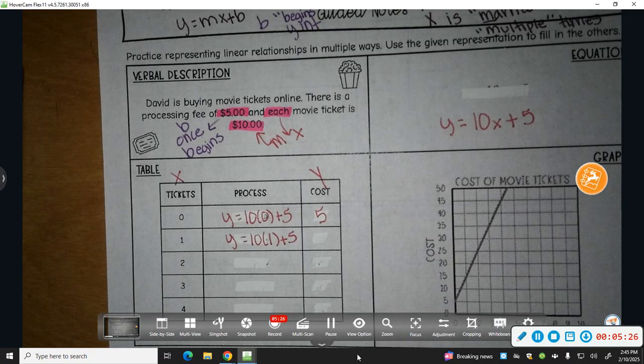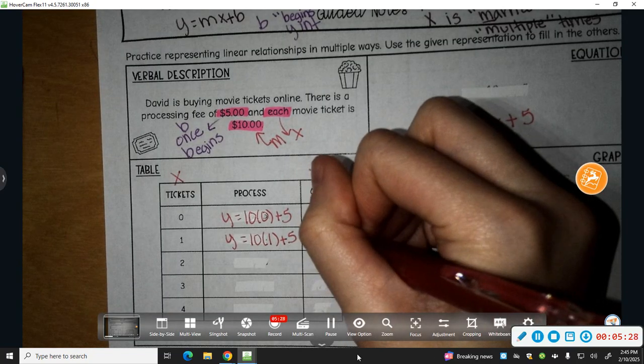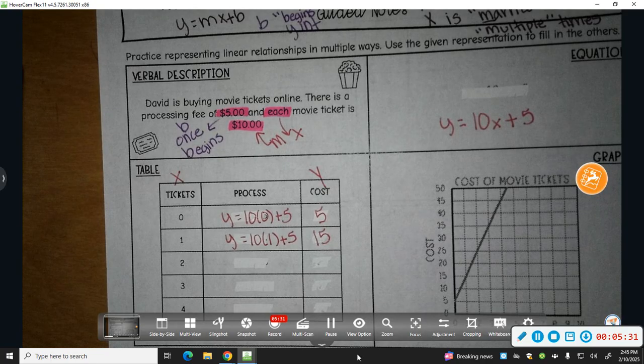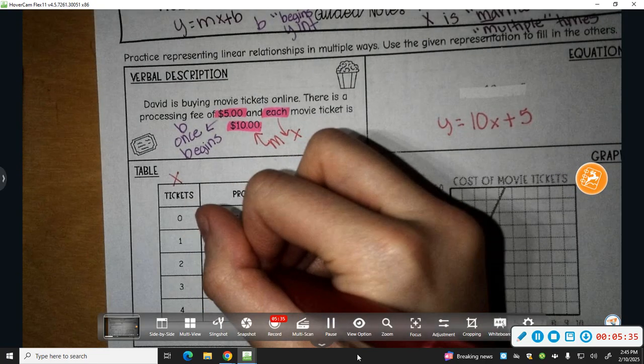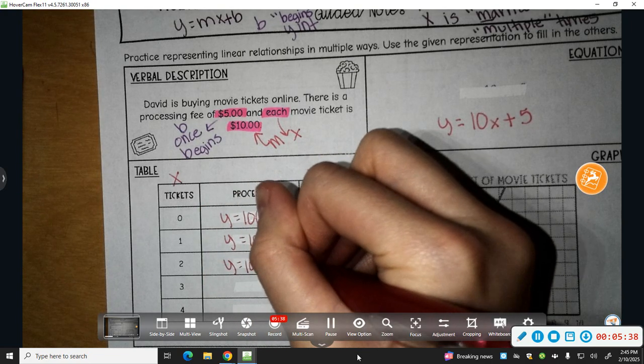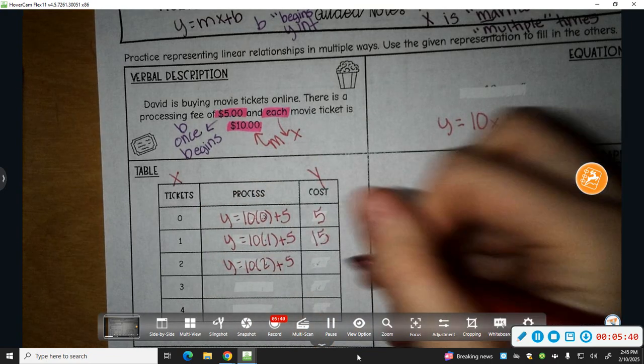10 times 1 is 10 plus 5 would give me 15. So if he buys one ticket online, it'll cost him $15. I'm going to do this for the entire table. So I have y equals 10 times 2 plus 5. 10 times 2 is 20, plus 5 would give me 25.